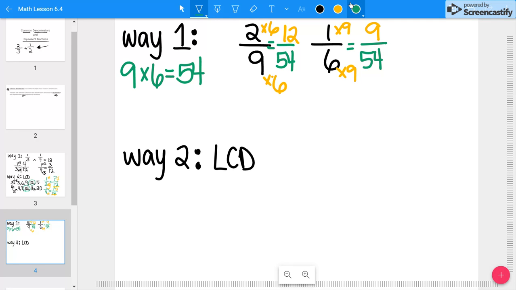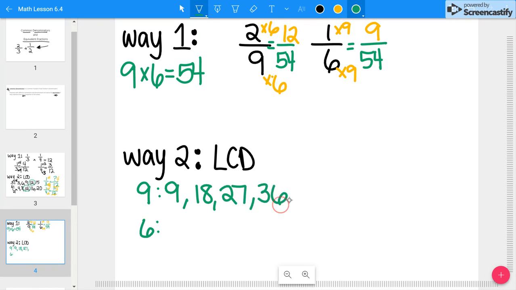So I'm going to pull out my denominators, 9 and 6. And now I'm going to find all of the non-zero multiples. So I'm just not going to start off with 9 times 0 and 6 times 0. I'm going to start with 9 times 1. So 9 times 1 is 9. 9 times 2 is 18. 9 times 3 is 27. 9 times 4 is 36. 9 times 5 is 45.